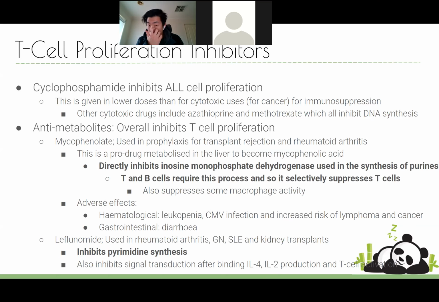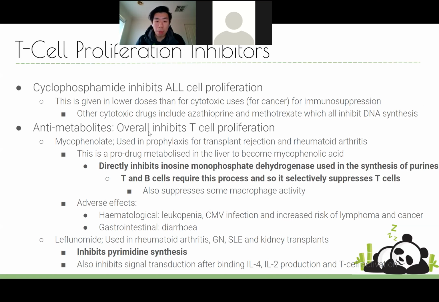So these are your cyclophosphamide, which inhibits all cell proliferation. This is one of your older ones. And it's used in lower doses than for cytotoxic uses in cancer when it is used for immunosuppression. So it's used in cases of renal disease, which is where it's most commonly used.